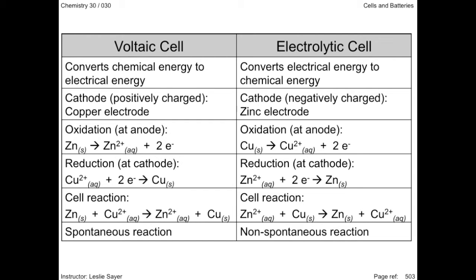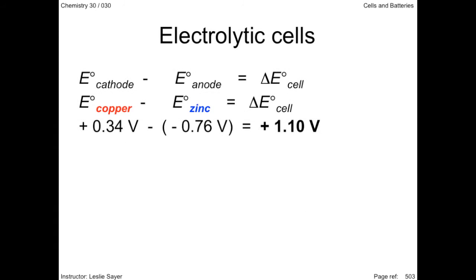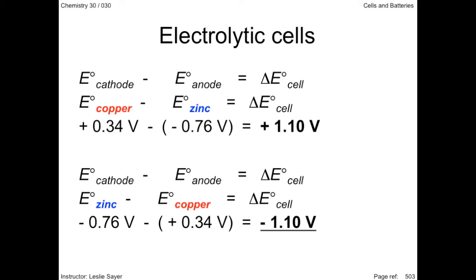So how much electrical energy are we talking about here? The standard cell potential for the voltaic Daniell cell is positive 1.10 volts. For the electrolytic Daniell cell, the standard cell potential becomes a negative value, indicating that the reaction is non-spontaneous. While the positive value means that this is the amount of electrical energy produced by the reaction, the negative value means that this is the minimum amount of electrical energy required for this reaction.